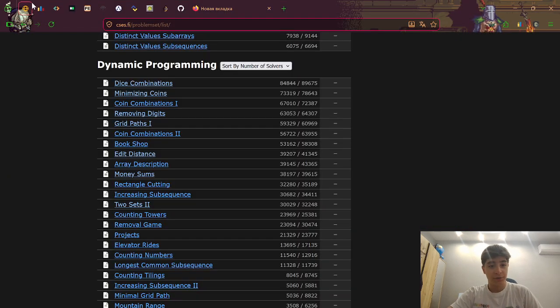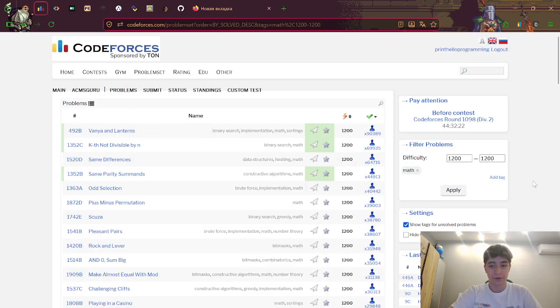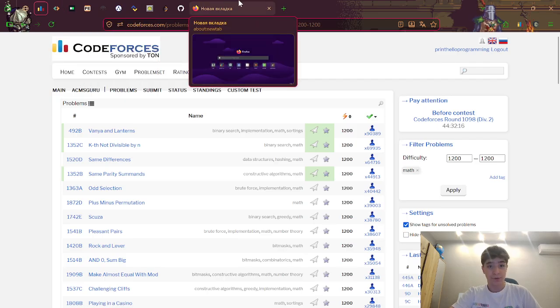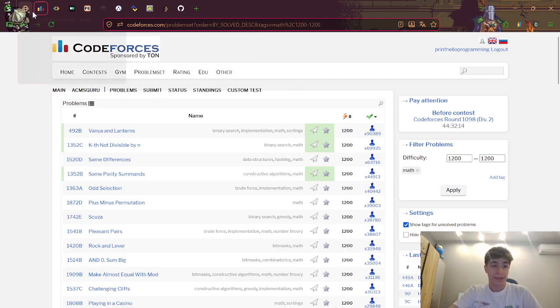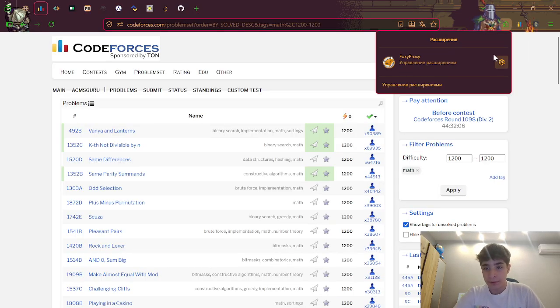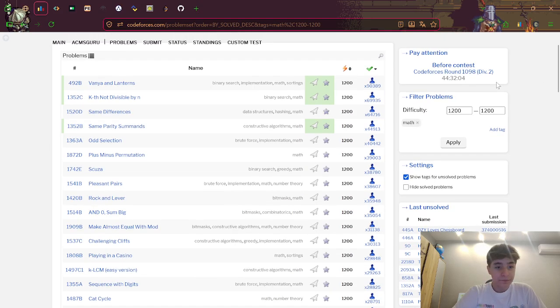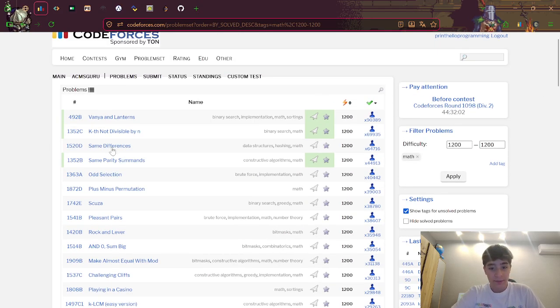I just know Codeforces could force us to do 1,200-rated tasks for maths. Also, we have tons of them. I haven't planned yet, but let's get started with Codeforces. Let's make it black theme or white. Yeah, let's go with white theme.